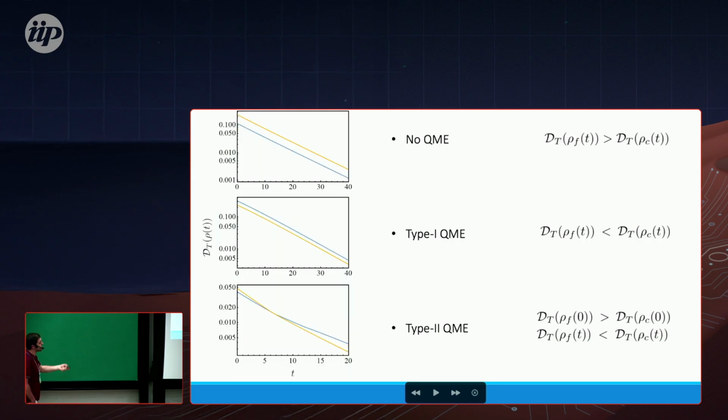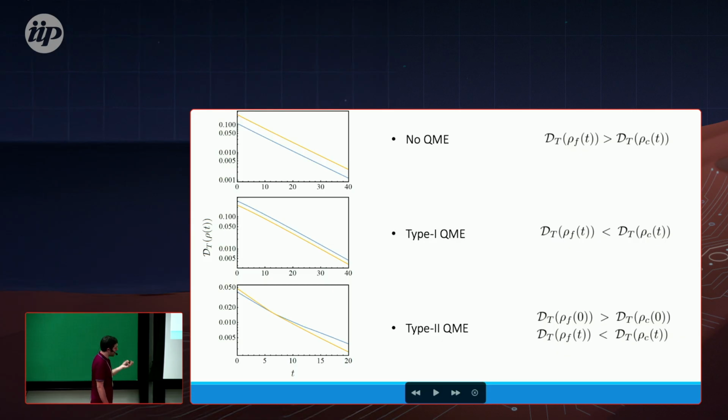So the signature is again something like this. Consider the blue and red colors in this plot like the close and far, cold and hot in terms of temperature, for example. Non-Mpemba effect: the cold system, the closed system, is always closer to equilibrium with respect to the hot one in terms of trace distance. We have type 1 Mpemba effect when they are reversed at all times. So the red one is always below the blue one.